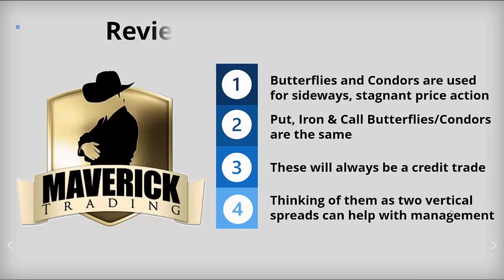Thinking of them as two vertical spreads can help with management. If you're doing an iron condor like we did as our examples today, then those will always be a credit trade. But sometimes butterflies will be debit. Sometimes the iron or just a call condor or put condor, they'll be debit trades. But it'll still end up with the same risk and reward and probability if done at the same strikes with the same expiration and such.